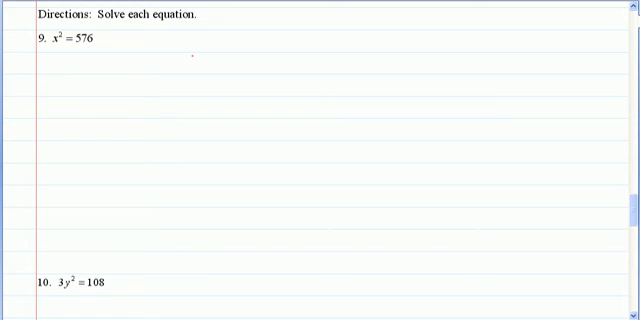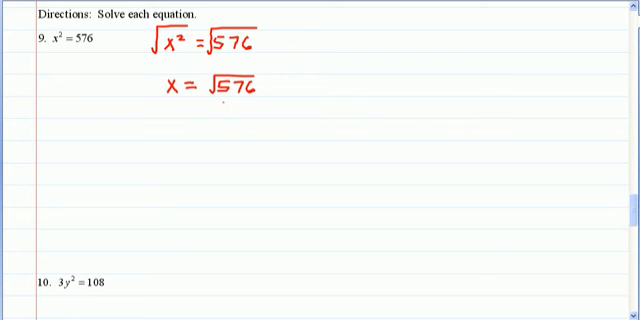For the rest of the problems, we're asked to solve each equation. And when you have an equation that has an x squared, and you want to solve for x, you want to take the square root of both sides of the equation. So that when you do that, on the left side of the equation, you're left with just an x. So we have x is equal to the square root of 576.